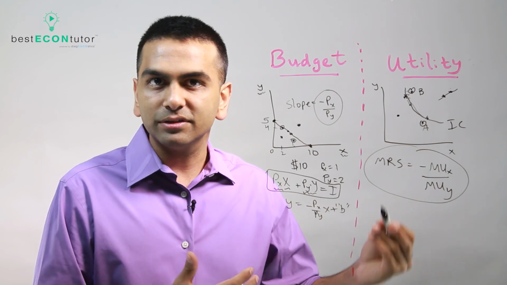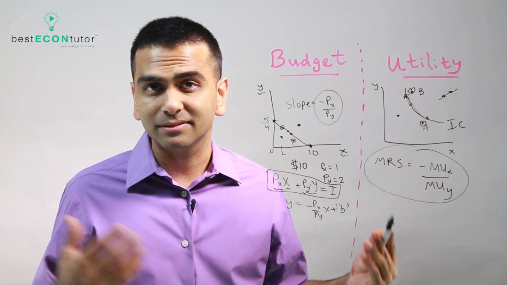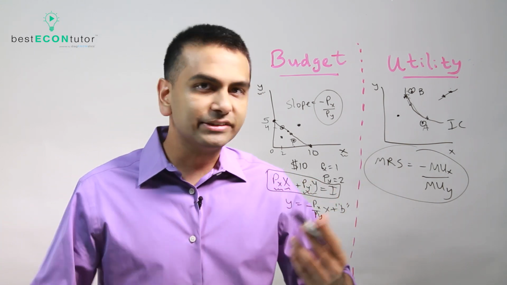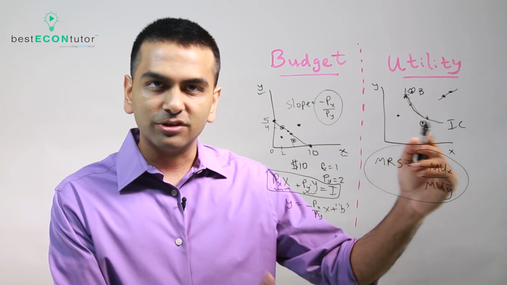Now, marginal utility: marginal means next one, and utility means happiness. So this is saying, what's the extra happiness you get from one more of good X? That's what your MU is.